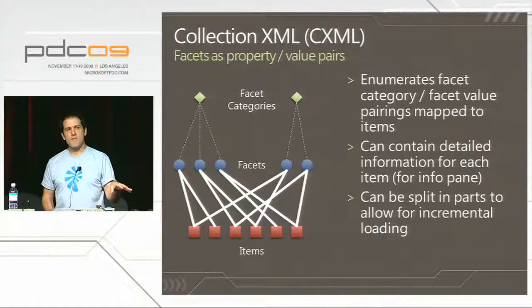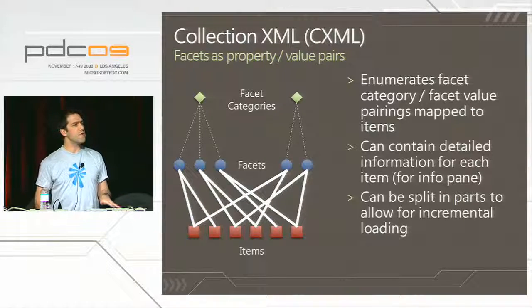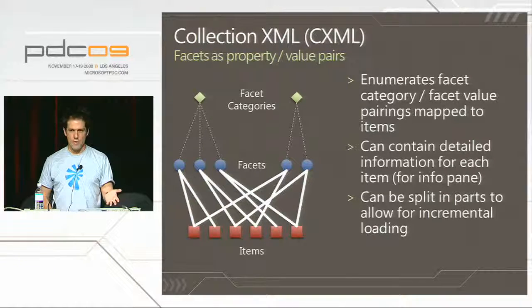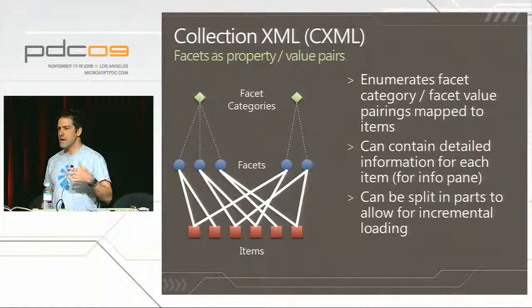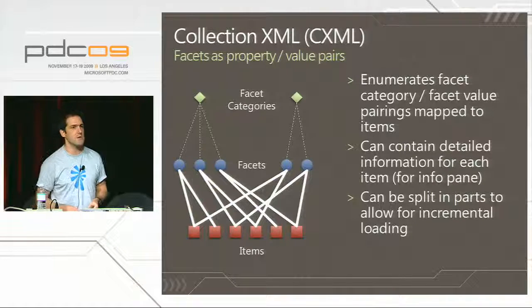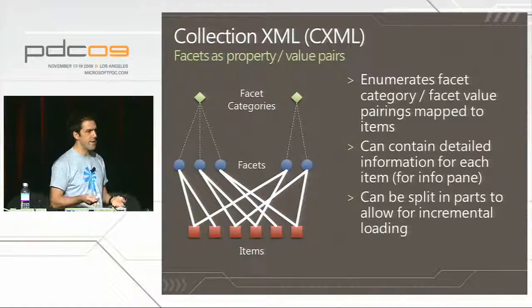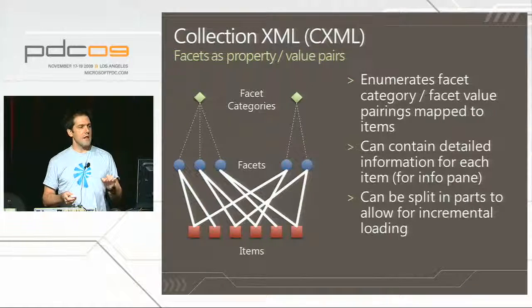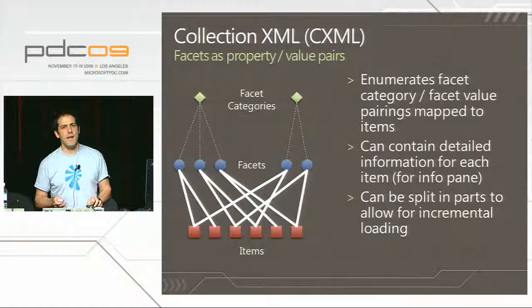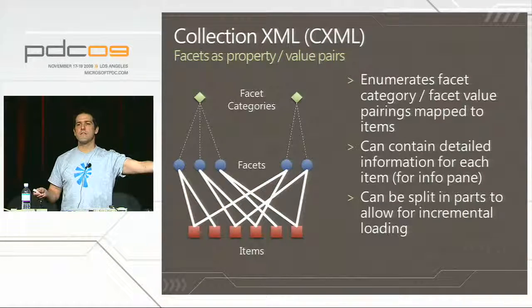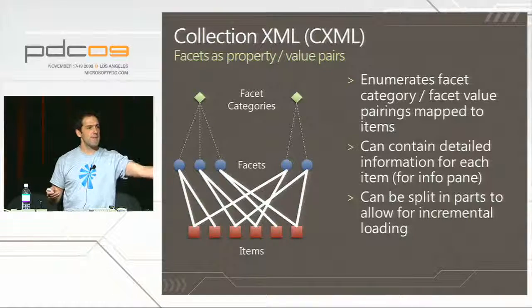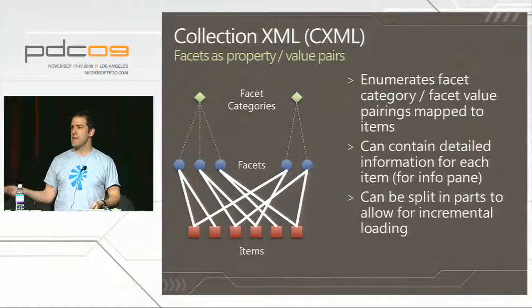Collection XML, or CXML, is one thing that we're introducing today that hasn't appeared elsewhere. The deep zoom stuff has been around for a couple of years now and is well established and part of the Expression toolset, as well as Silverlight. The CXML is responsible for specifying how visual assets, visual data, are connected to the metadata in that facet pane, as well as the metadata that's in that info pane.